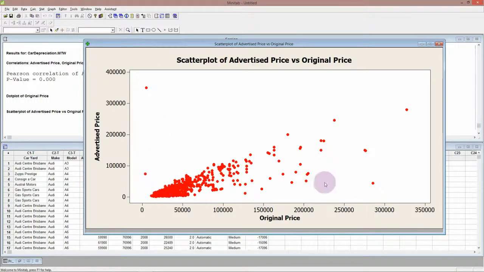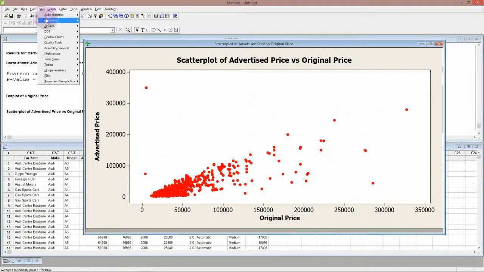In this case, these cars are not what we might call ordinary buying and selling of cars, and these probably fall into a different category where they have been bought specifically to restore and put on show. So that would be a good reason to possibly exclude those. I'm not going to bother doing that here, we're just going to look at them all together. So we would expect to see a positive correlation between original and advertised price.